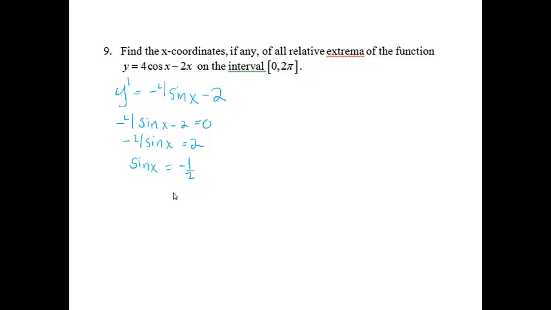So now I need to think, where on the unit circle would the y value equal negative 1/2? And if I'm using my hand trick at all, I know that the sine value is going to be something to do with pi over 6.